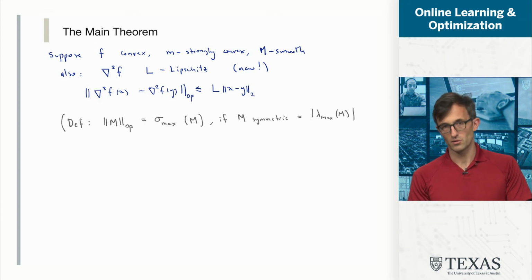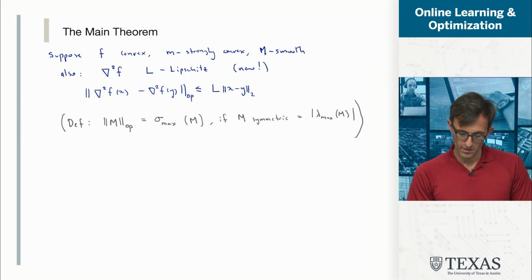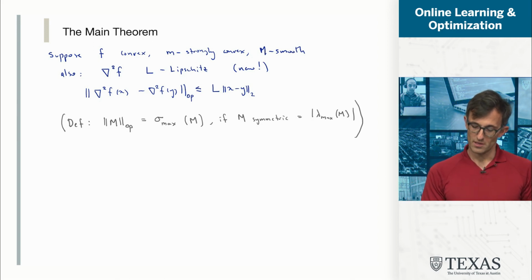Again, I hope my notation here is clear. So it's not the most positive eigenvalue, but it's the absolute value of the eigenvalue that's farthest away from 0. So this measures the Lipschitzness of the Hessian.